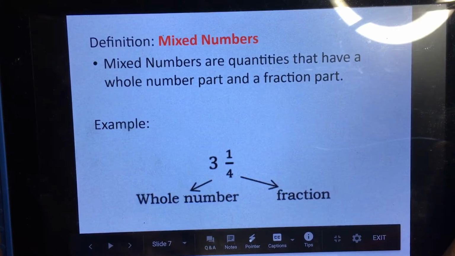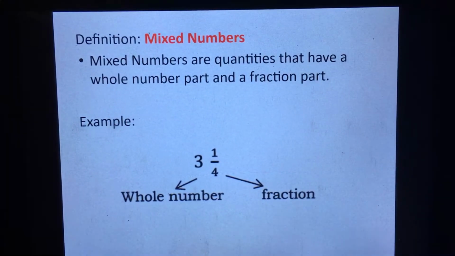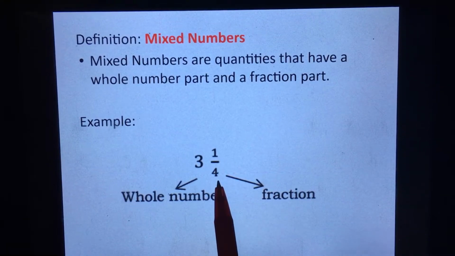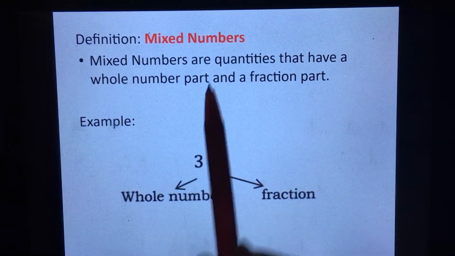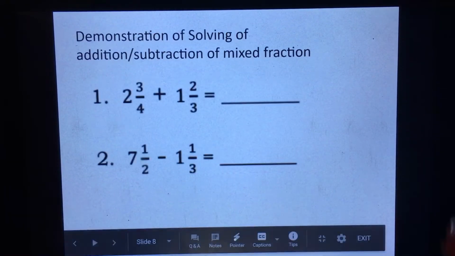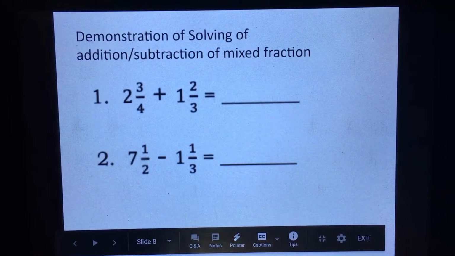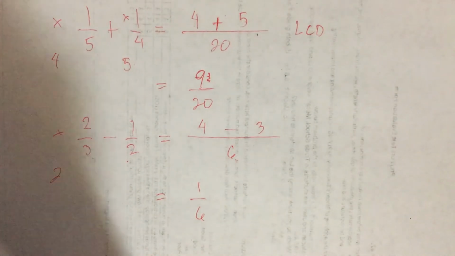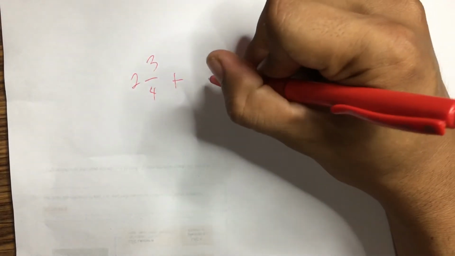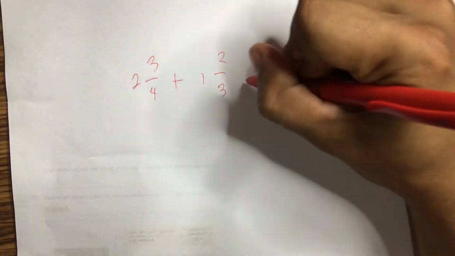Next is what you call the mixed fractions or mixed numbers. When you say mixed numbers, these are a combination of a whole number, like 3, and a fraction, like 1/4. Again, this is a combination of a whole number and a fraction. Let's have this demonstration of solving: 2 and 3/4 plus 1 and 2/3.